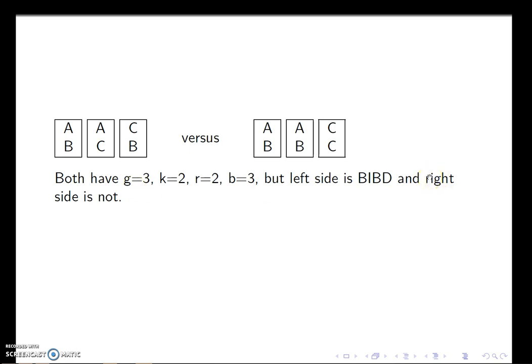Here, we do not get all of the pairs replicated. In fact, we get AB, AB 2 times and nothing else. So not a balanced and complete block.